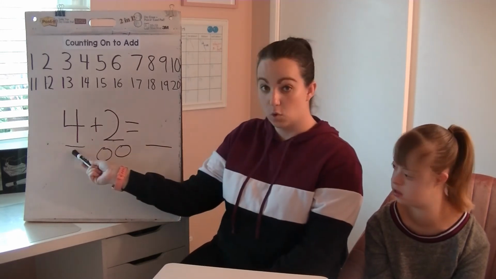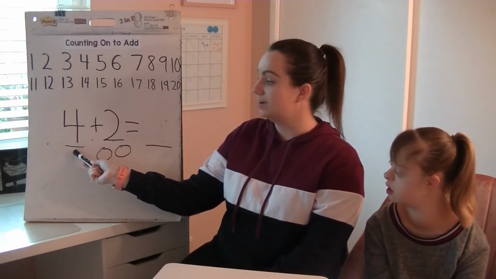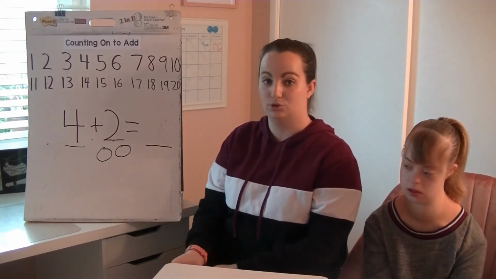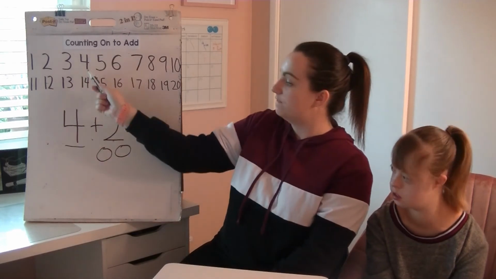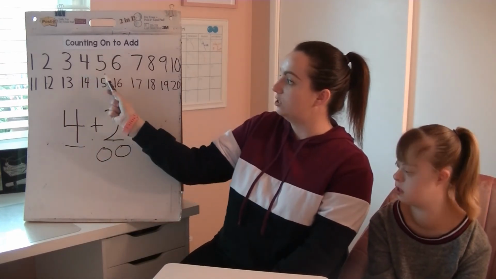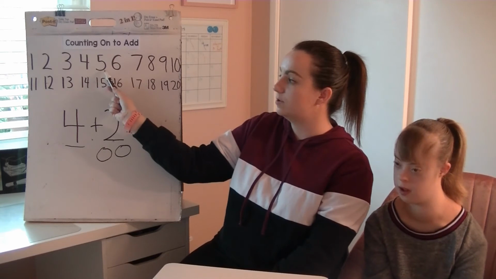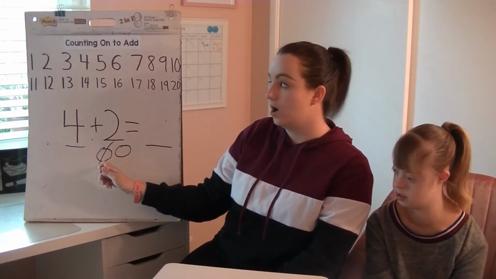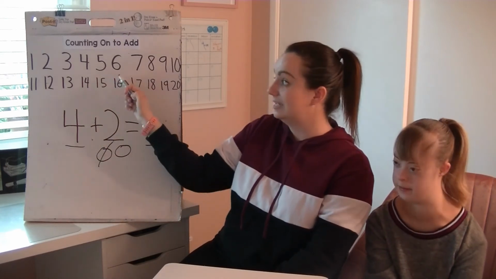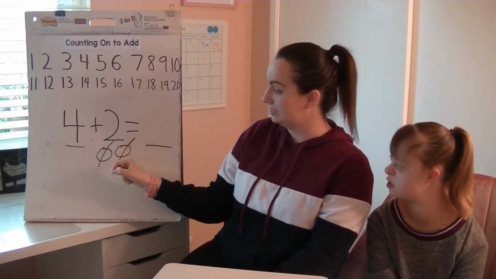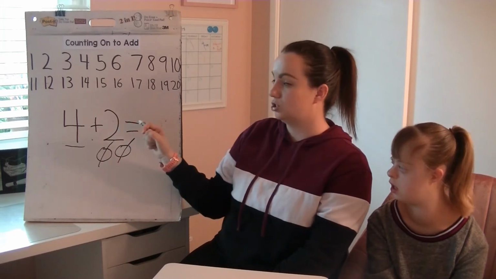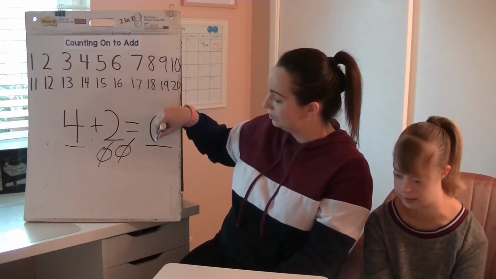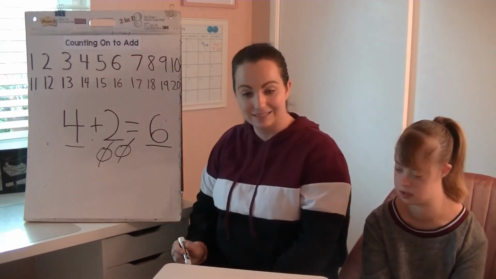So we have 4. We're going to keep counting on and cross out the circles as we do it to help us keep track, okay? We have 4. If I kept counting on, what number comes after 4? 5. Good. Then keep counting on. What number comes after 5? 6. Yes. So 4 plus 2 equals 6. That's the last number I counted. So that's my answer.